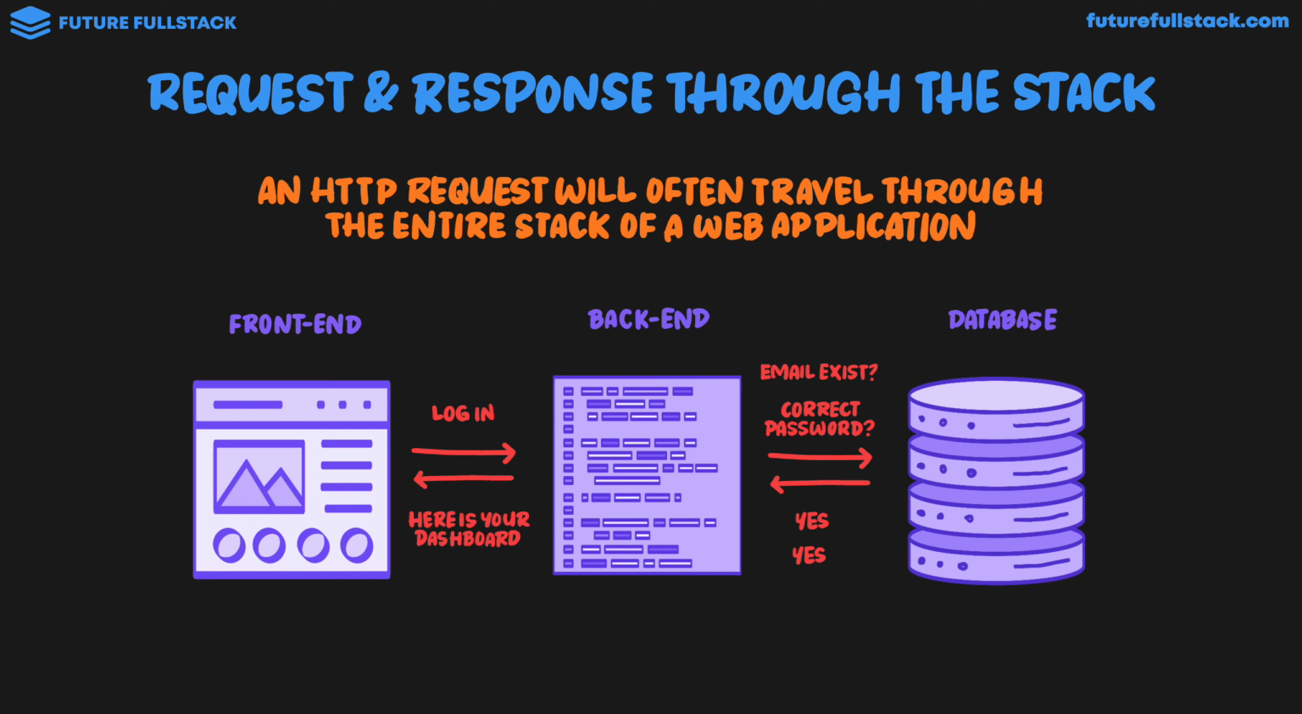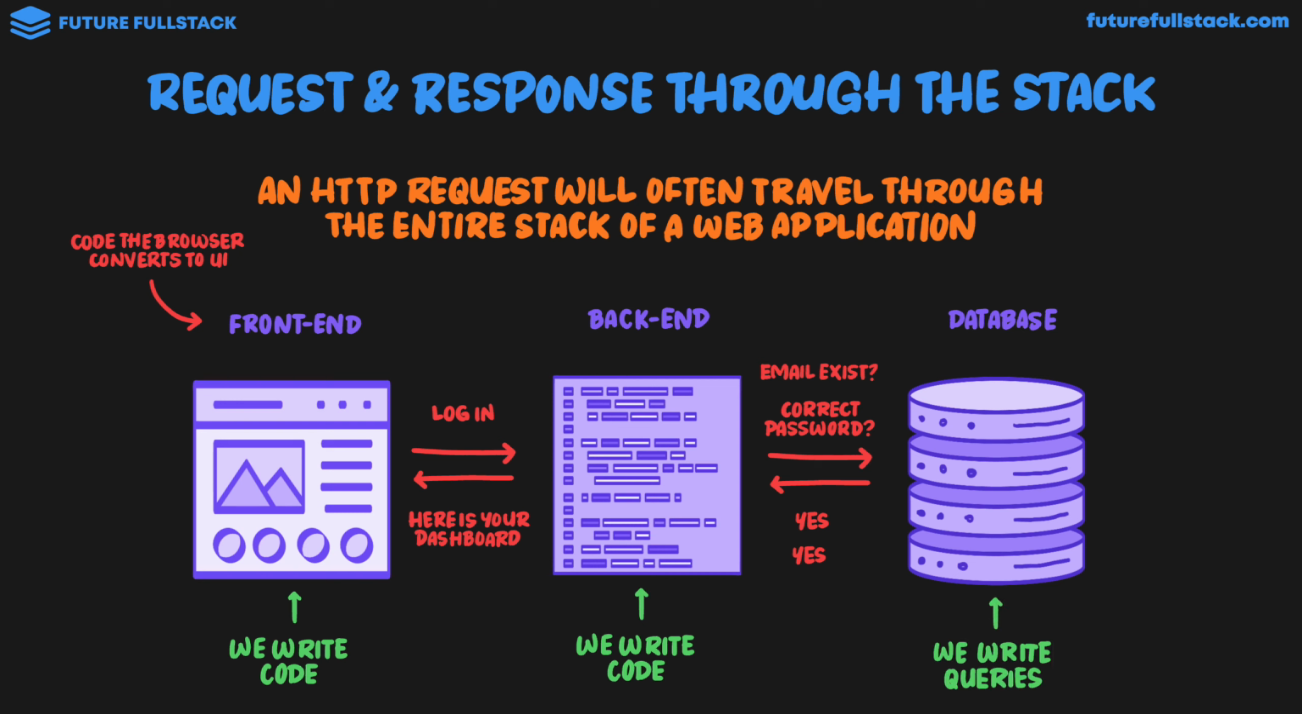So when we talk about writing code, what exactly are we writing for in the context of the stack? On the front end, we write code, and this code the browser converts into UI. That is, the web pages you and I are interacting with. On the back end, we also write code. And on the database, we write queries, which help us store, retrieve, and update data. Now, although you can interact with the database directly, it is more common to write these queries in the back-end code, where server-side languages and frameworks manage database interactions.